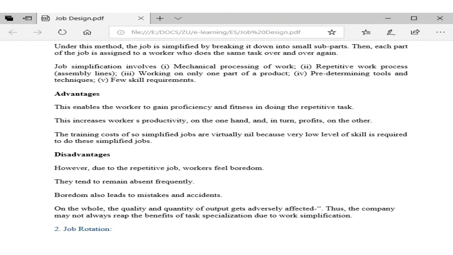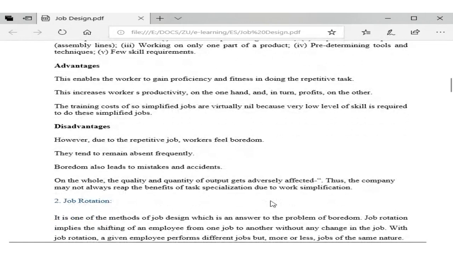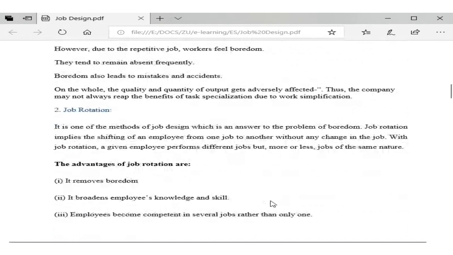They tend to remain frequently absent, because sometimes some of us don't want to do things repetitively. They're like, if I'm going back to the same thing, then I need to stop. Doing the same thing, in the same place, with no change, you can easily be bored. So you must find a way out of boredom by venturing into new areas and also getting challenged. That is the first one, job simplification or work simplification.